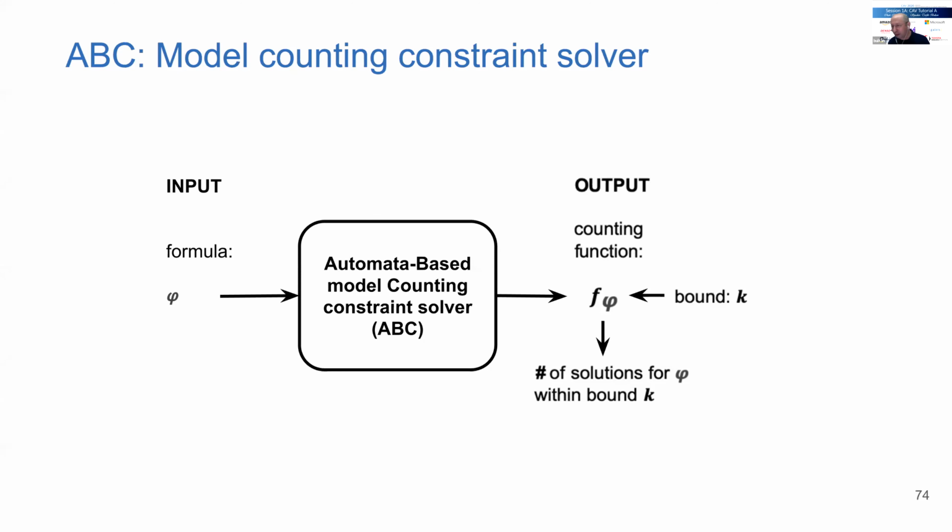I won't get into too much on that, but the very cool thing it does is it takes a formula, and from that formula, it will give you a counting function, which basically, when you give a bound, will tell you how many solutions there are for that bound. It can do this for integers, and it can do this for strings. So it's a model counting solver, which is the key thing I need to get the probabilities right.